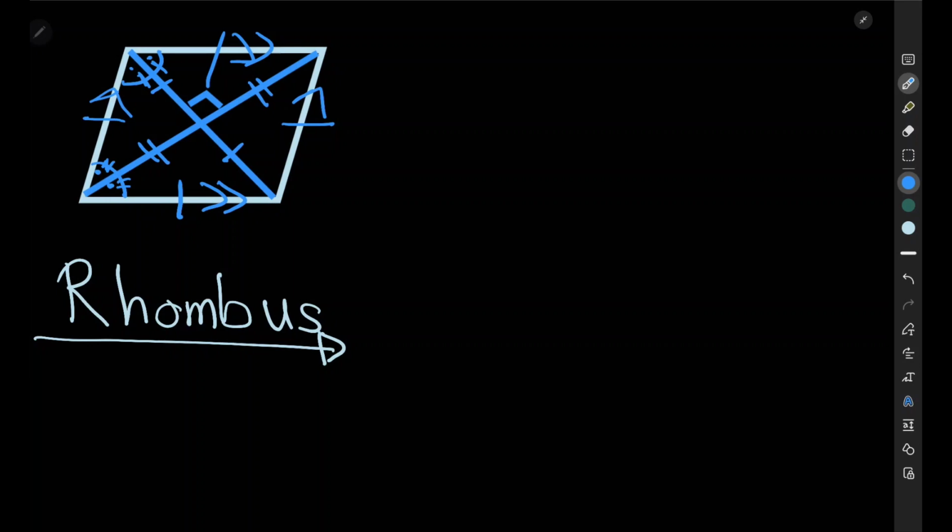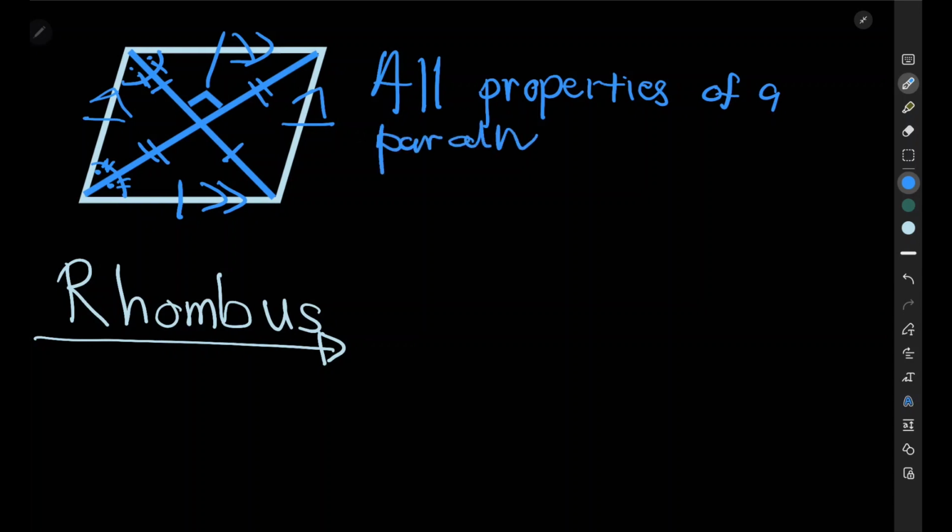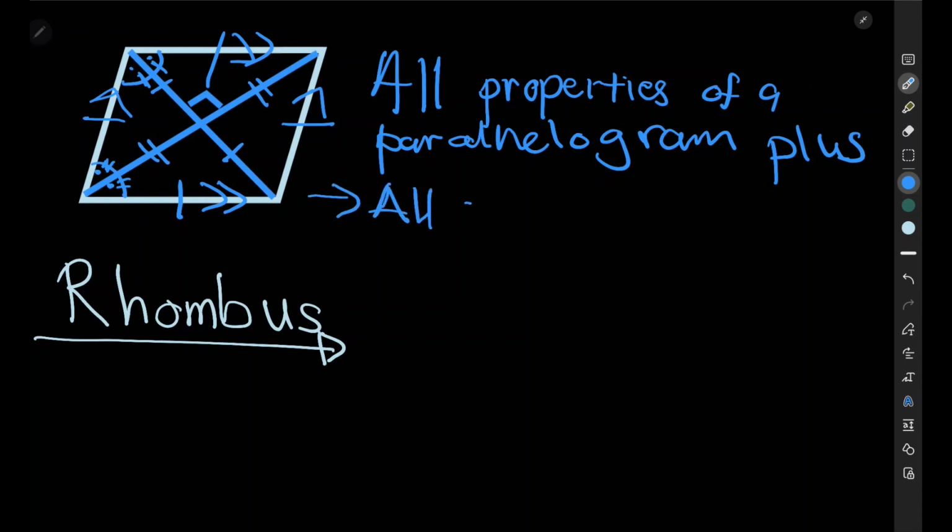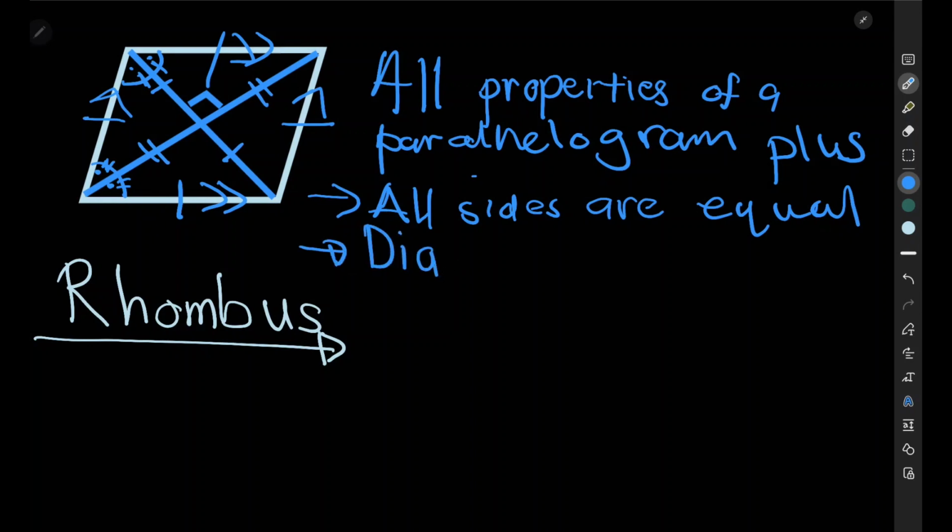So those are some of the properties of a rhombus. So it has all the properties of a parallelogram plus we know that all sides are equal. And diagonals bisect each other perpendicularly.